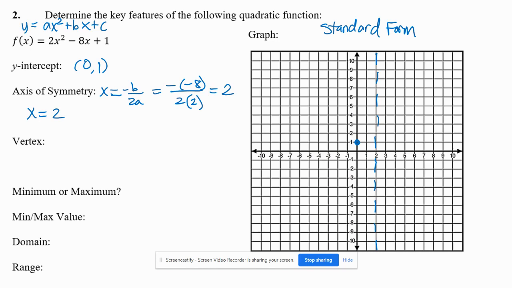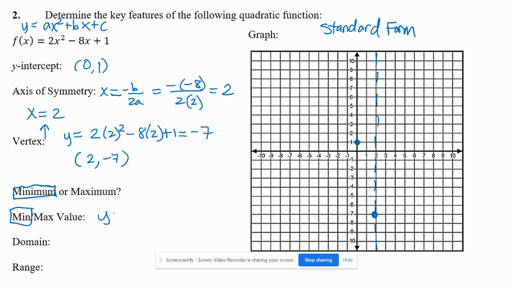Your vertex, we already know the x value, so we're going to go ahead and let x equal 2, and plug that into the equation. So we get y equals 2 parentheses 2 squared minus 8 times 2 plus 1. You can put that all into your calculator at once. If you did, you should get the value negative 7, which tells you that your vertex is at 2, negative 7. If we plot that, 2, negative 7 would be right here. Max or minimum: a is positive, so that tells us that it's a minimum, and your minimum value is going to be the y value from your vertex, which was negative 7.